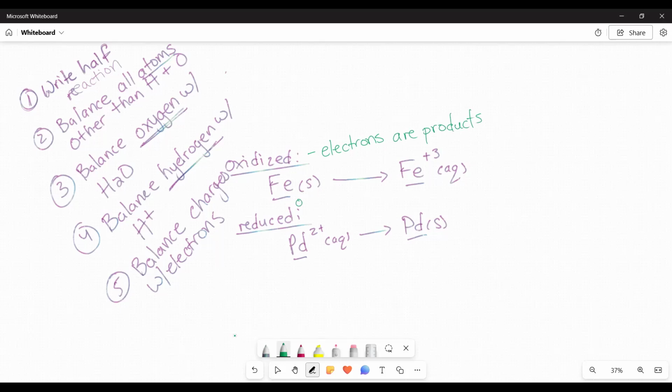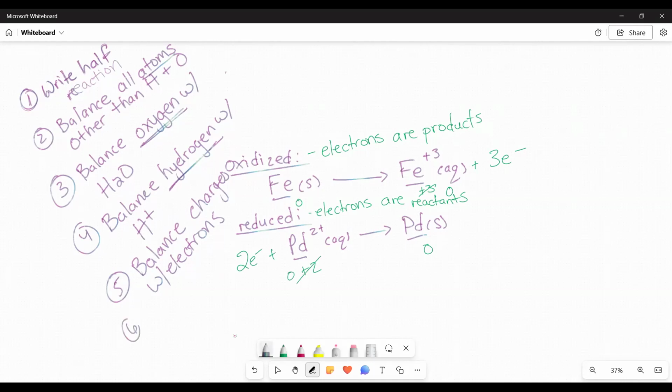The left side is 0. It doesn't have a charge. The right side is +3. So I need them both to be balanced. And I can only bring electrons into one side. So the only way to get that 3 to go to 0 is to add 3 electrons. And now I've added 3 negative ones, so it goes to 0. So I have balanced my charges with electrons. And then for reduction, because the thing is being reduced, electrons are reactants. So I've got a +2 on the left and a 0 on the right. So I need 2 electrons to balance off my +2, and that goes to 0.